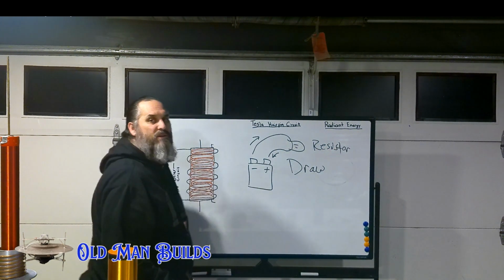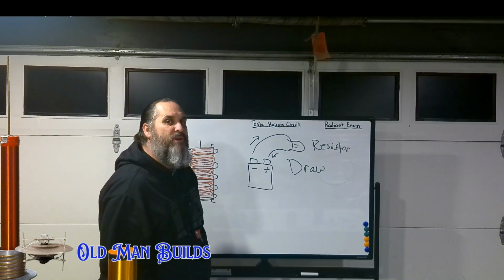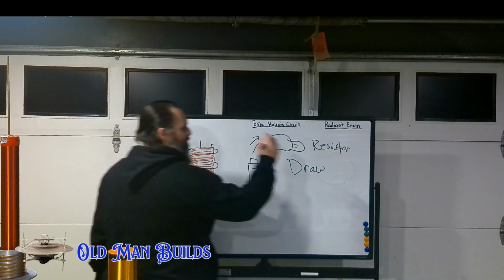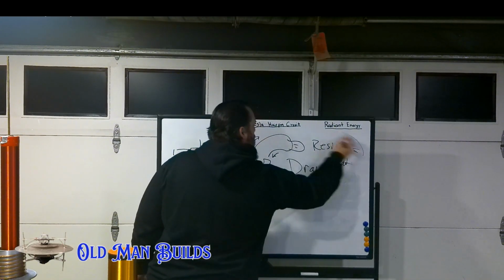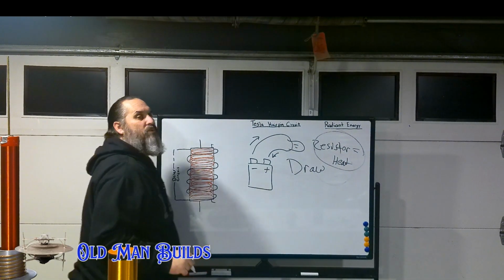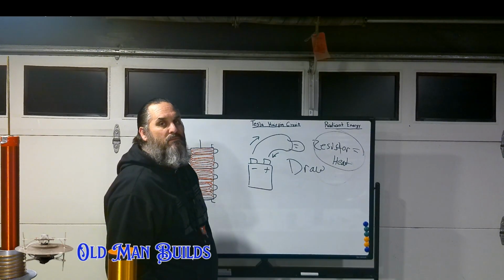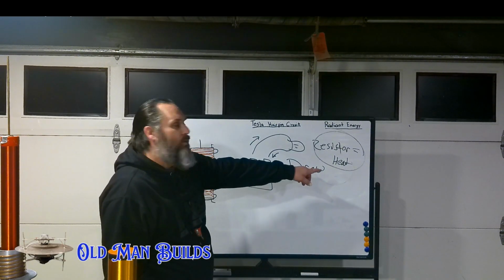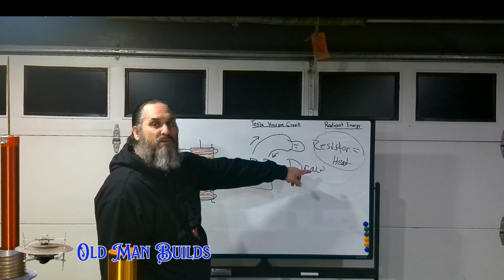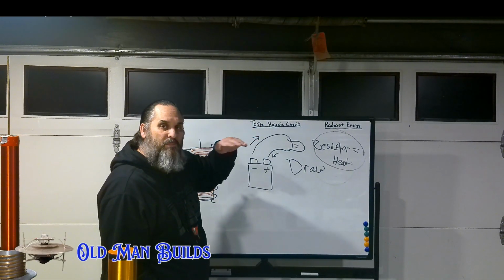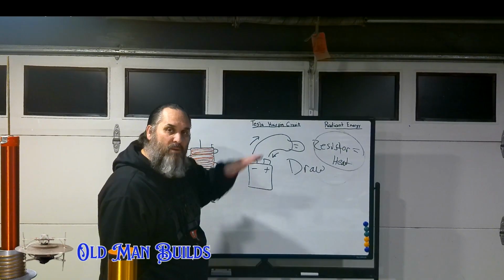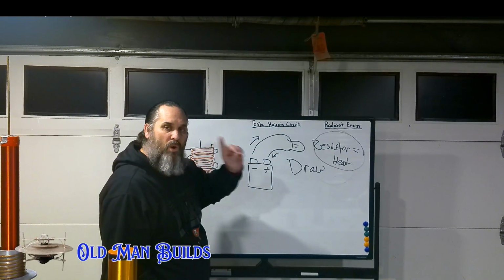Now, what do you not see in a cold energy circuit ever? You cannot find a resistor in a cold energy circuit. Why? The resistor equals heat. The heat loses power. We don't want that in cold energy. We want that circuit to be at room temperature and below. We do not want a loss.